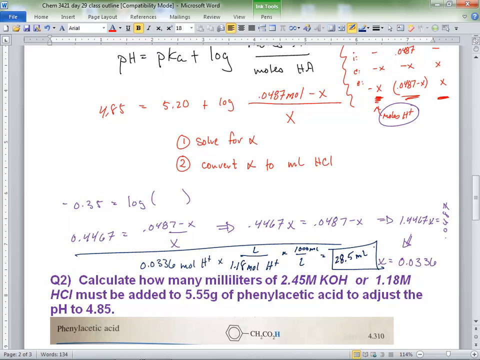So you knew to go with the HCl. We knew to go with HCl because all we had is conjugate base. All this is conjugate base. So if you add anything, all you can do is add acid. So it has to be this one, and you're going to reduce that conjugate base. So that's why you have to subtract. That X is going to be the moles of HCl that you added. So you just have to convert those moles of HCl into milliliters.